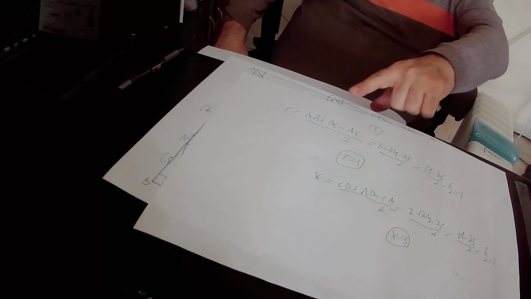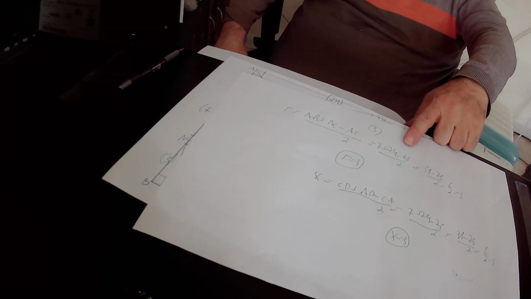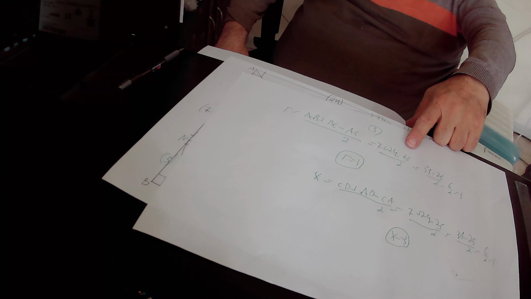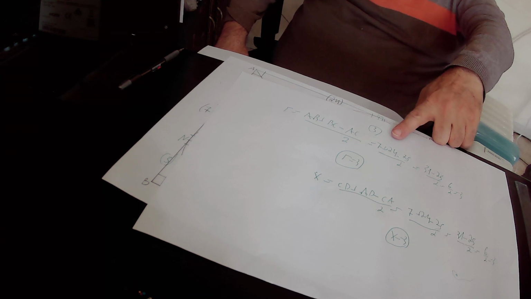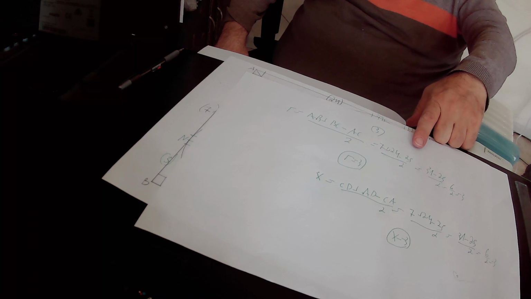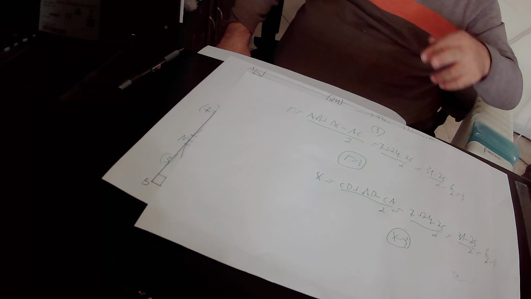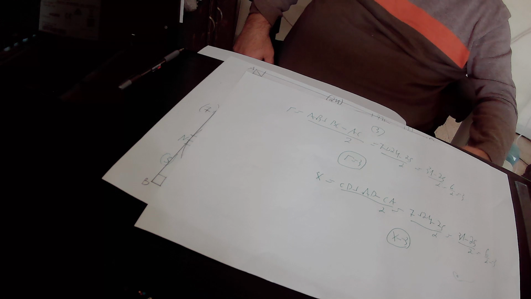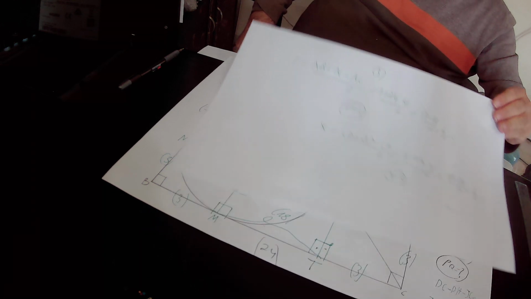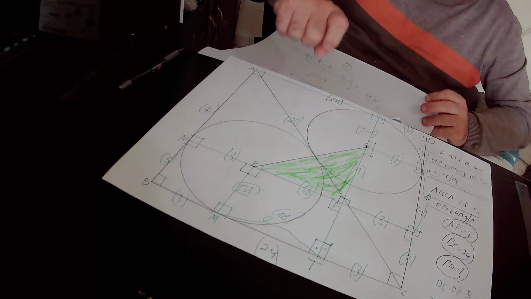AB is 7, BC is 24, and the hypotenuse AC is 25. So it is 7 plus 24, that is 31, minus 25 over 2. 31 minus 25 is 6, and 6 over 2 is 3. So finally we found out that the radius of this circle is 3 units.